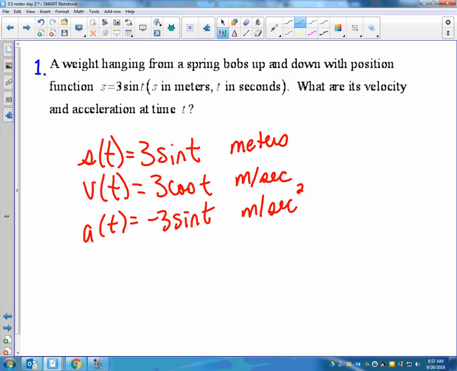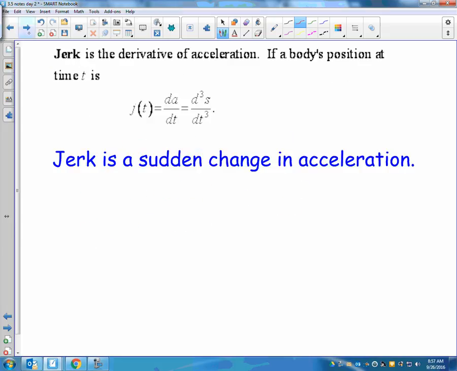So far so good. I promise I think this is better than Friday's. But here's the new thing: jerk. Jerk is the third derivative of the position function. So the first derivative is velocity, the second derivative is acceleration, and then the derivative of acceleration is called jerk.